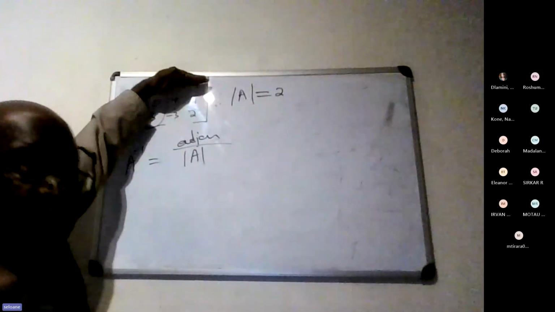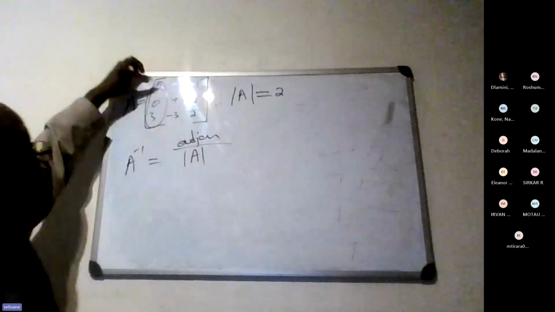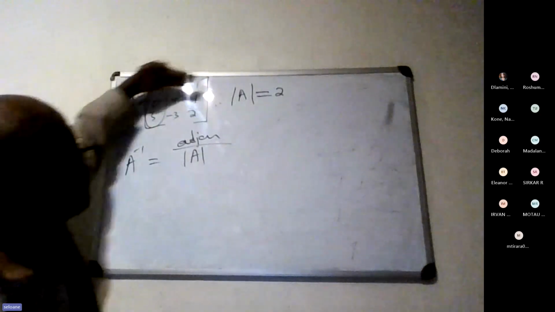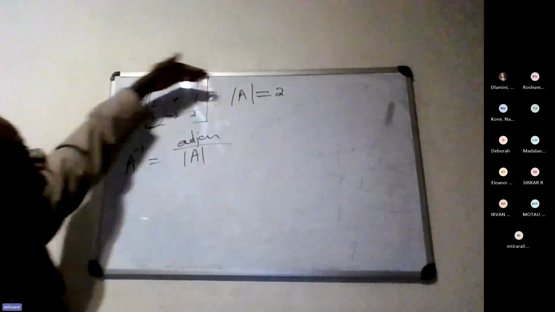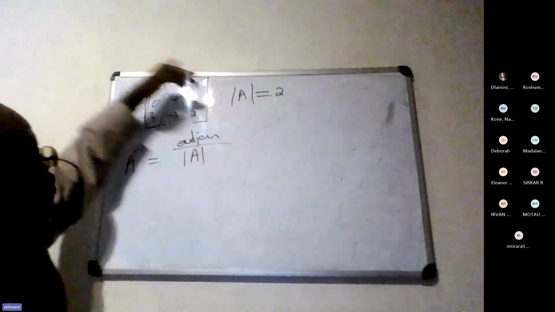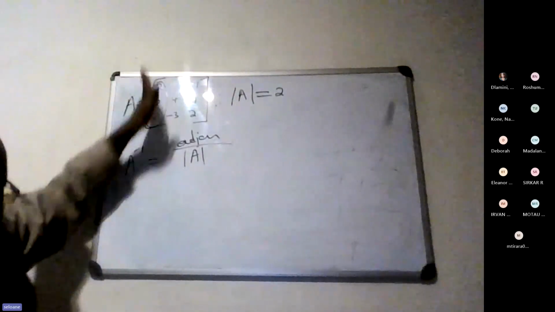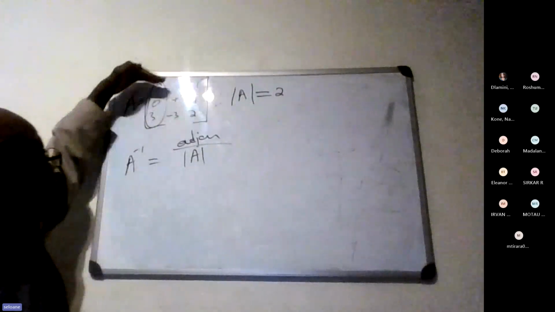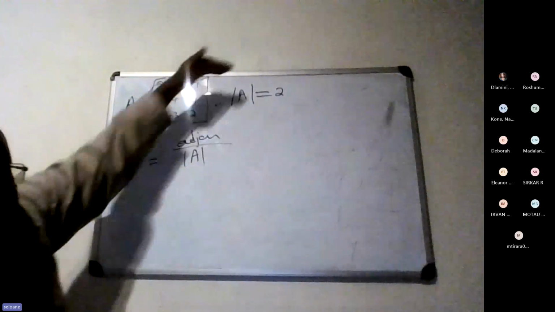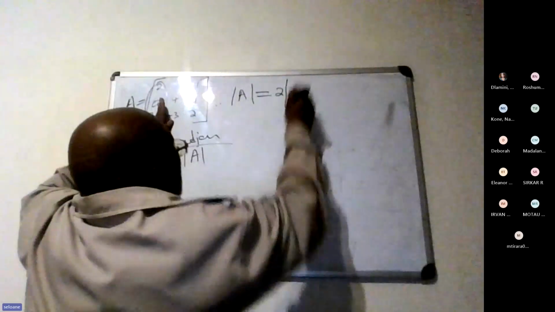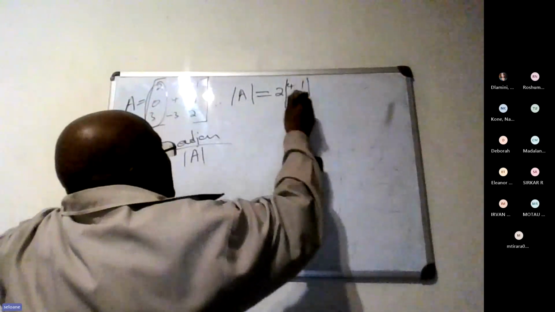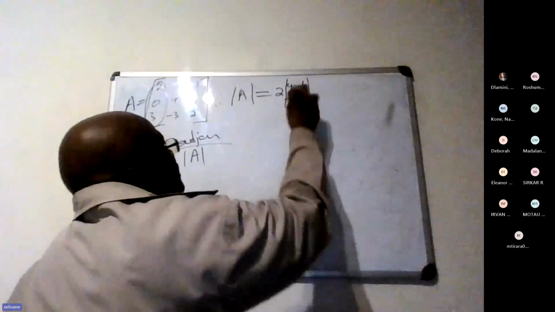You cover as well the column that contains the 2. Therefore, you're going to cover this and you cover this. You cover the first row because 2 is in the first row and the first column. Then you are going to be left with 4 here, 1 here, minus 3 here, and 0 here, and 2 here.